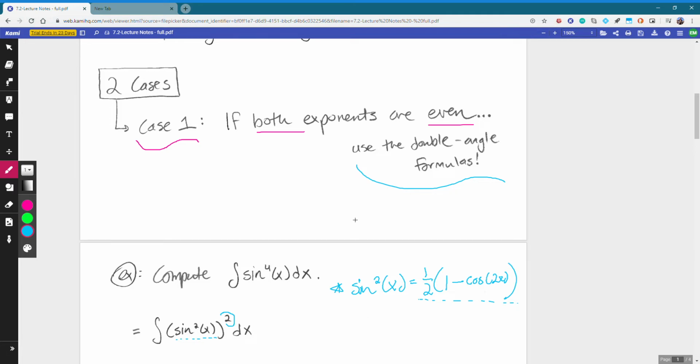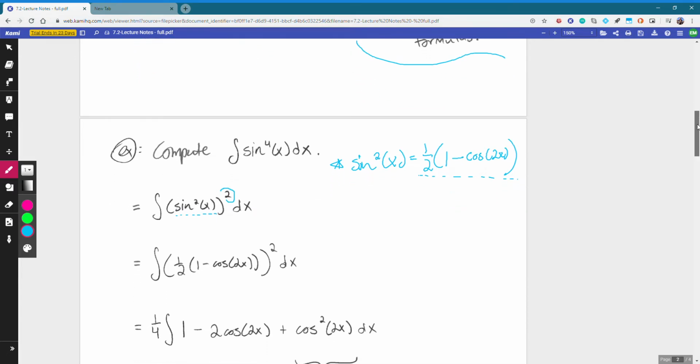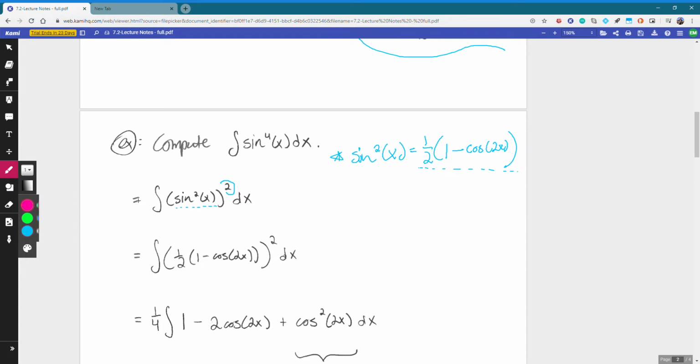All right, well, let's see how this goes. Once we make that substitution, here's what we get. And so this squared up here is going to distribute nicely. So we have a product inside. Distribute to the 1/2 and to the 1 minus cosine 2x factor. Over here, 1/2 squared is 1/4, and we can slide that out front. There that is. And then what's left over here, 1 minus cosine 2x squared.